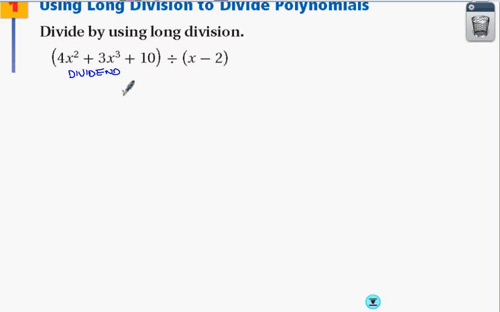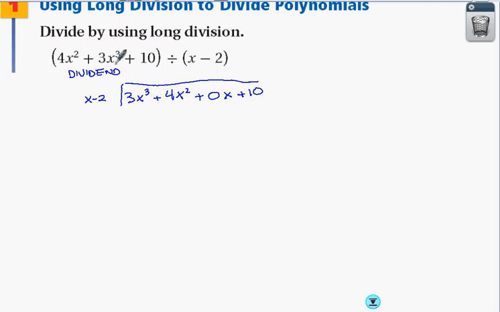So we're going to start off with 3x cubed plus 4x squared. We don't have any x's, just terms with x to the first, so we put in 0x plus 10. So you need to do that if you're to perform long division with polynomials. Okay? Now we'll go ahead and put our divisor here, and then our division box right here, and then we'll perform the process.